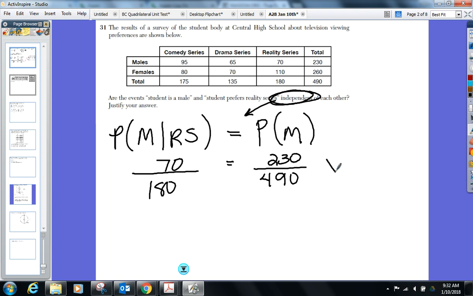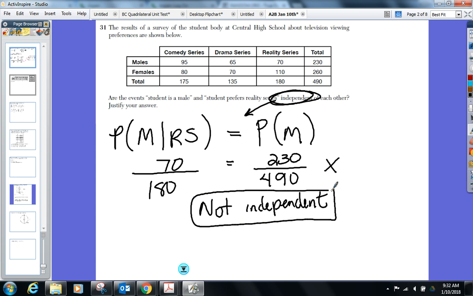That would be a no, meaning they are not independent. Everyone good on testing for independence? And again, finding a given probability. Any issues? Yep, go ahead. Yep, they do it a different way.